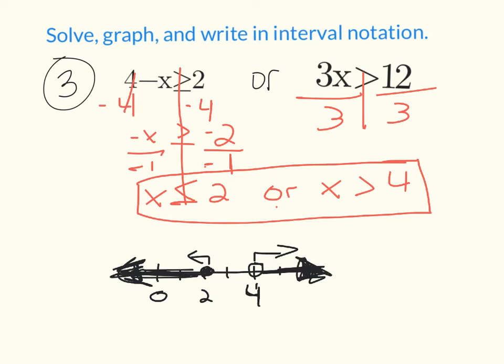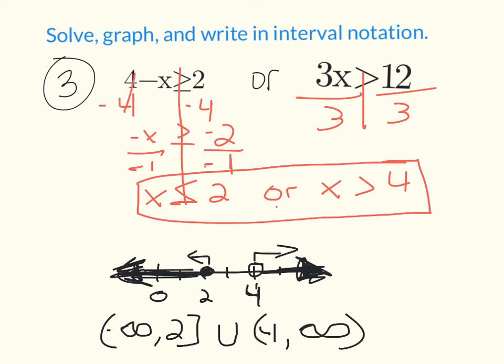Okay, so that means I have two intervals. Again, the left one, that's negative infinity because you're going left to right. And it stops at 2. Use a bracket because it's closed. It then takes a break and it picks back up. All right, so I'm going to use the U here. It picks back up, starting at 4 and going to positive infinity as it goes right. Again, use a parenthesis on the 4 because it's open.